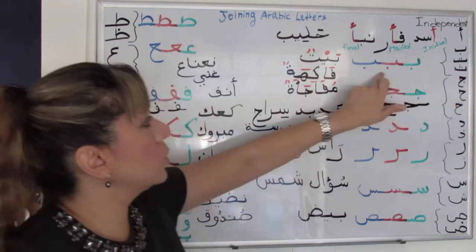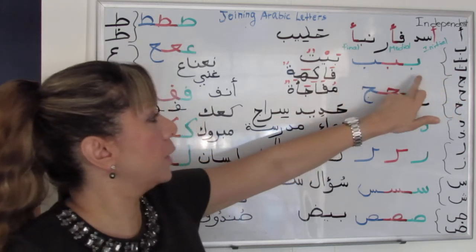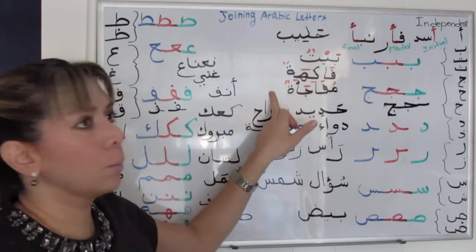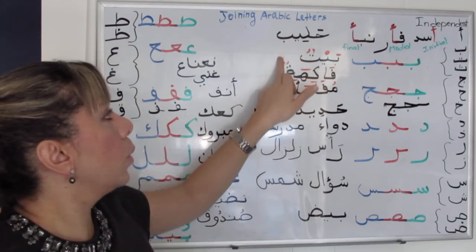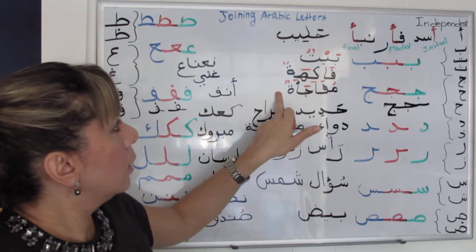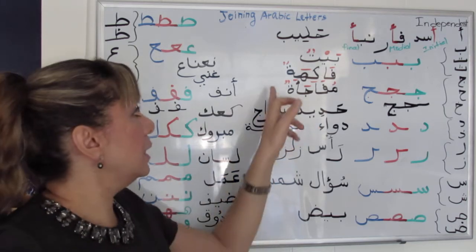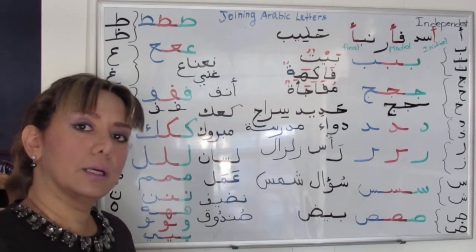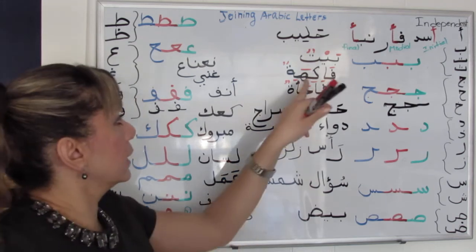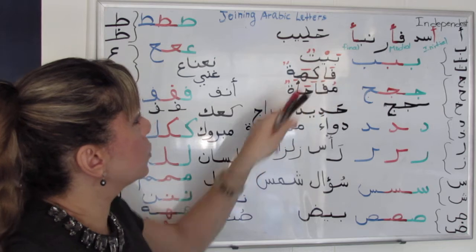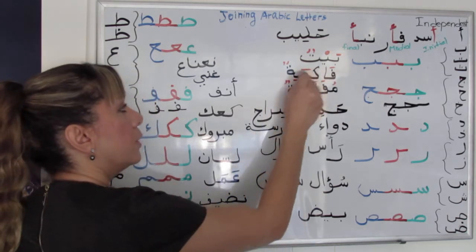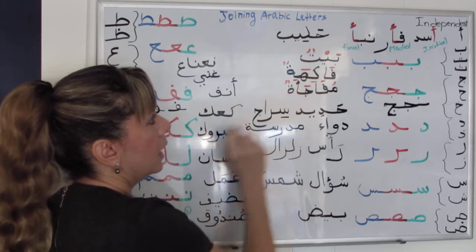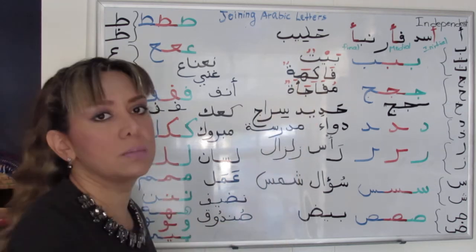Otherwise, for Tha, they all connect the same way. Ta and tha, they all connect. Just in the final form of ta, you may see both forms. But mostly, you may see the ta marbuta if there is fatha before it, like here. Fakihatun. There is a fatha before it. Mufaja'atun. There is a fatha before it. It may be helpful.